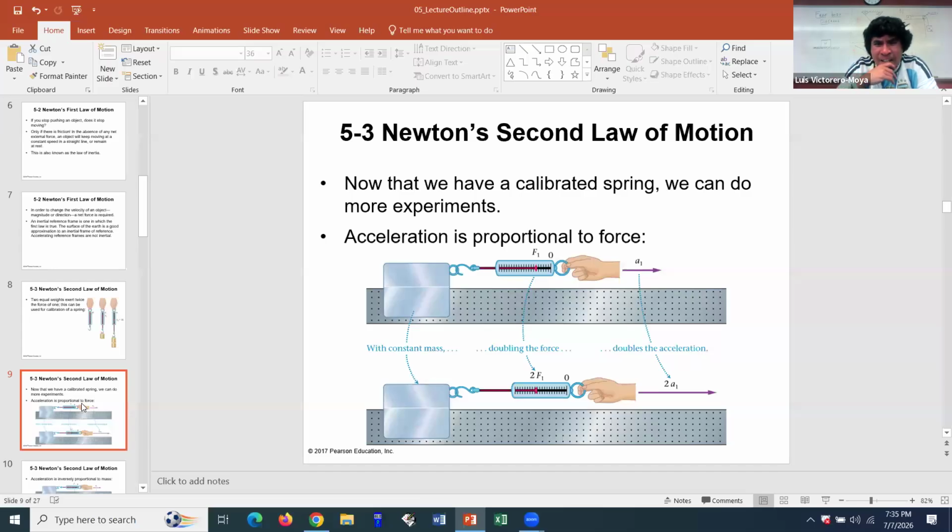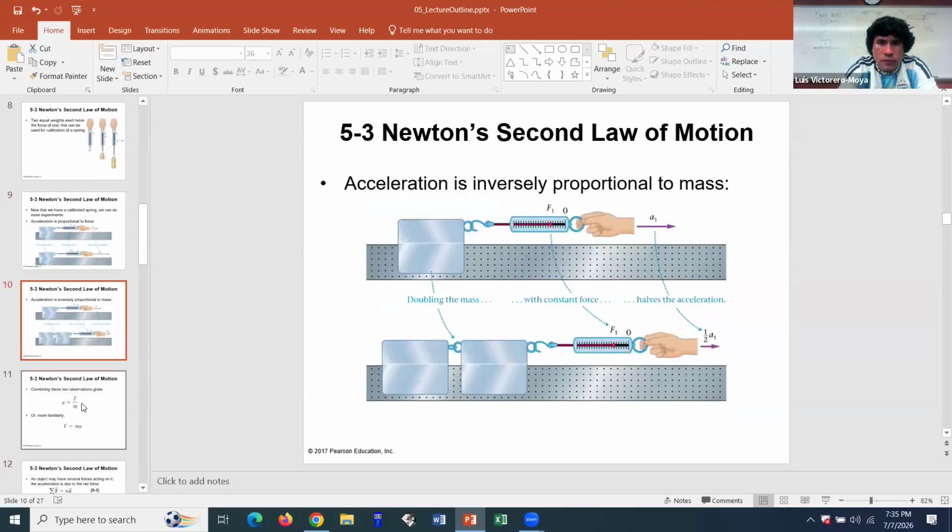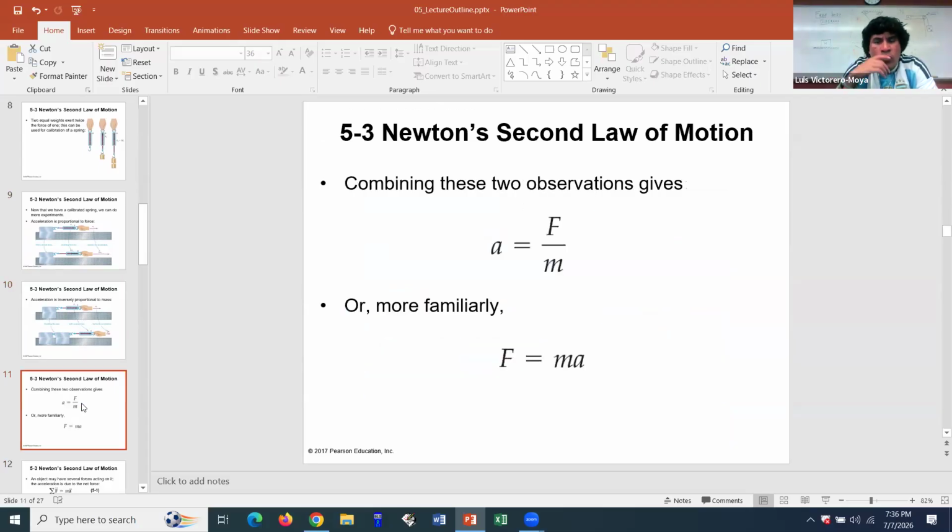So like I said, acceleration is proportional to the force. The more force, the more acceleration. If you double the force for the same mass, you're doubling the acceleration. Like I explained before, acceleration is inversely proportional to mass. The more acceleration, the less mass, and vice versa. And here is the equation we're going to be using. You can write it as a equals F over m, or F equals ma, where m is the mass in kilograms and acceleration is in meters per second squared.